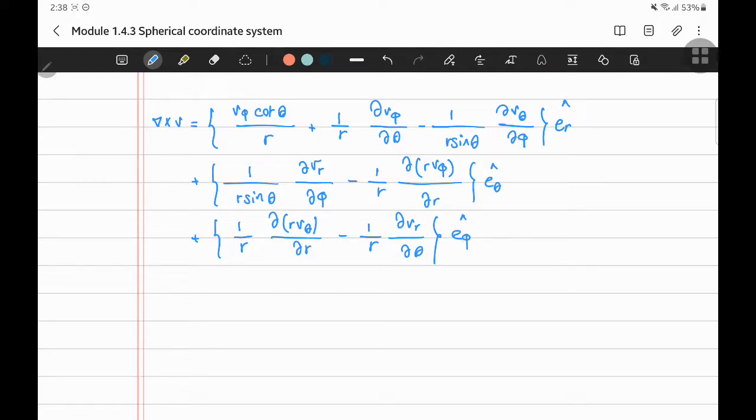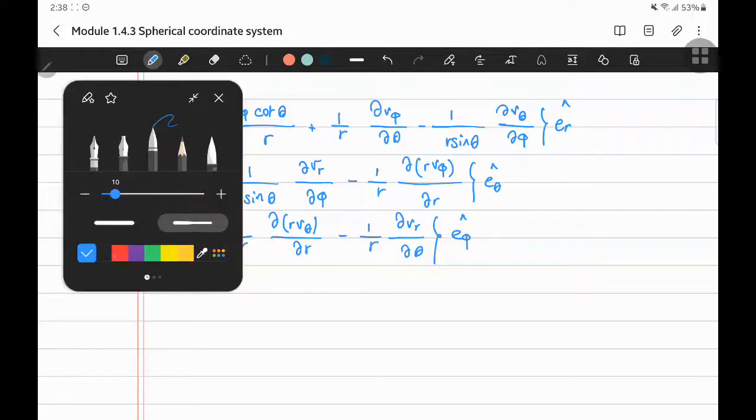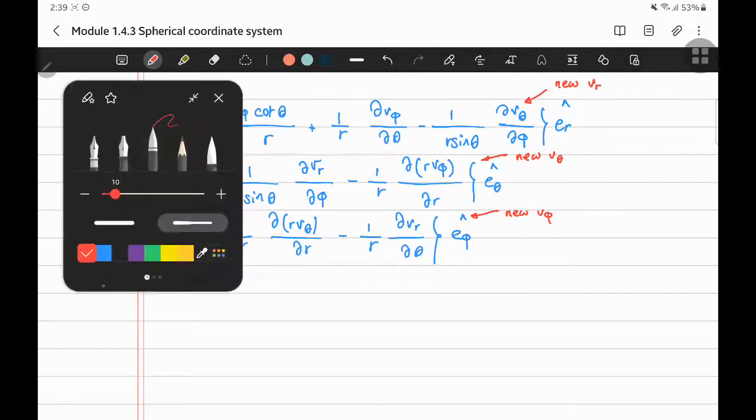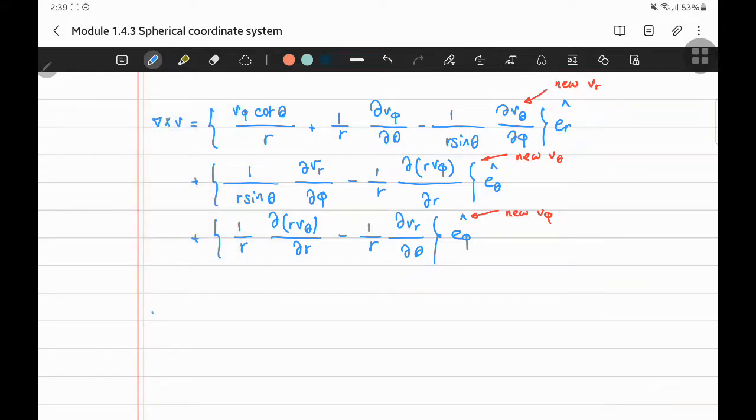Perfect. So now we have the curl of V, but we now have a new kind of vector here, where I call this new VR. We also have this new V theta, and we also have this as new V phi. So again, when we calculate this del cross del cross V, we have this vector, which is the whole vector here.